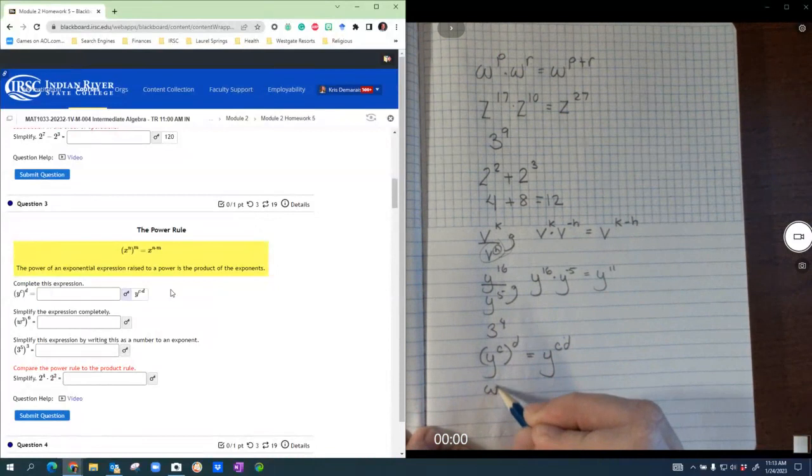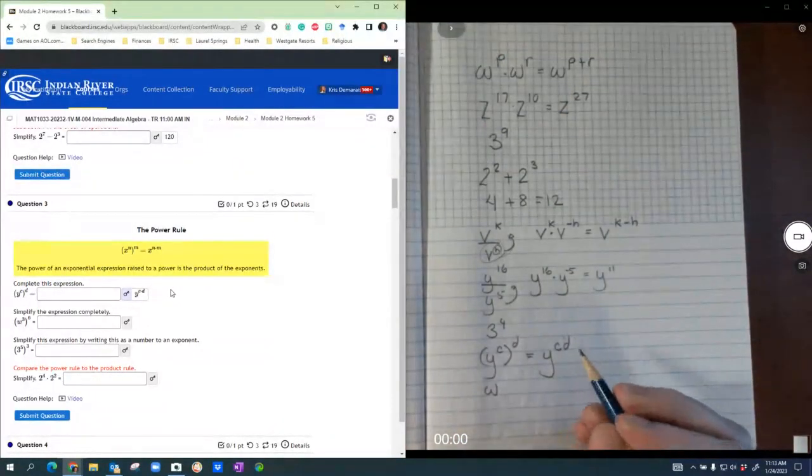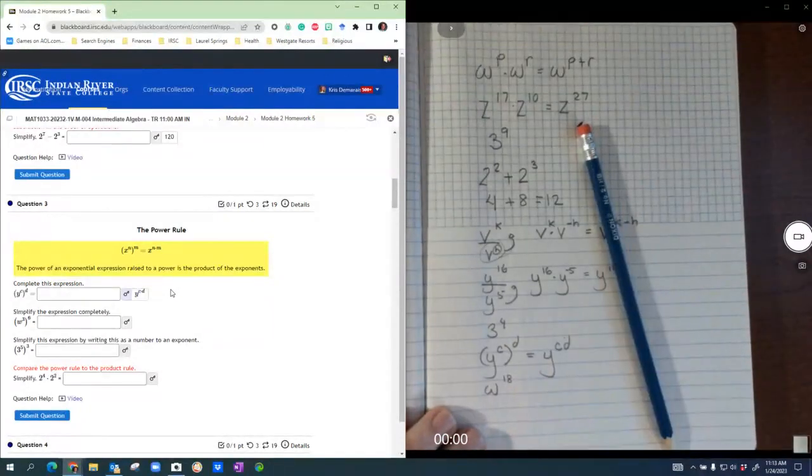So then when you get w, and then you have the 3 and the 6, you multiply 3 times 6, and then you put down the answer, and your answer is 18. Likewise, you have 3 raised to the 15th power. Really not much I can explain there. Just multiply the two numbers together.